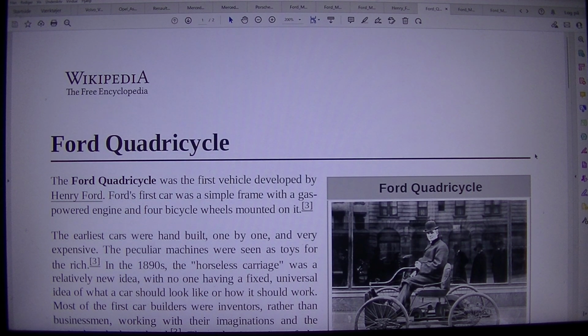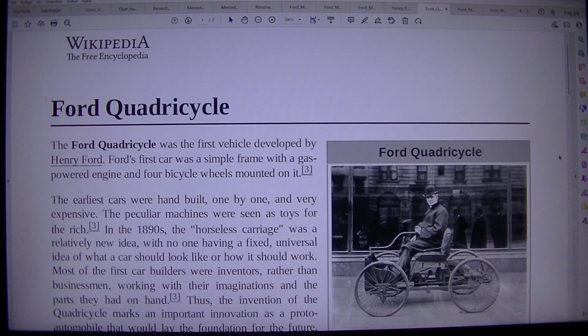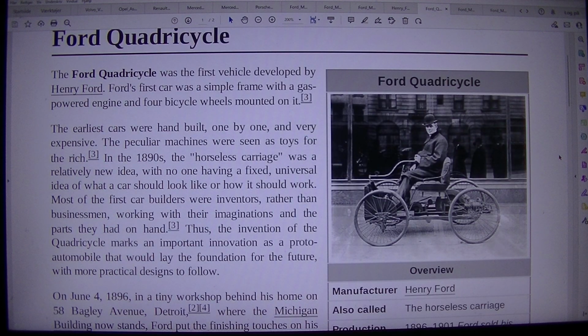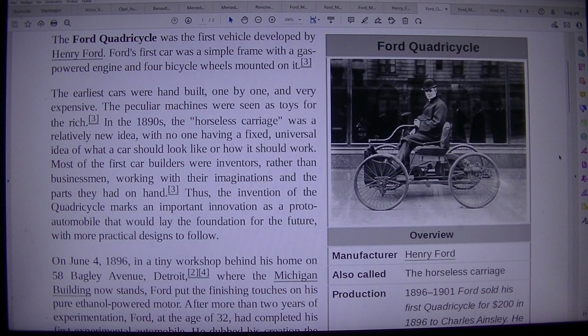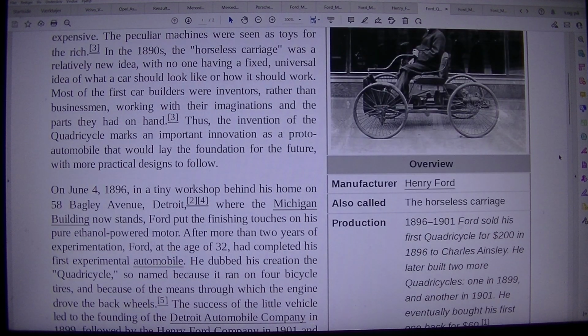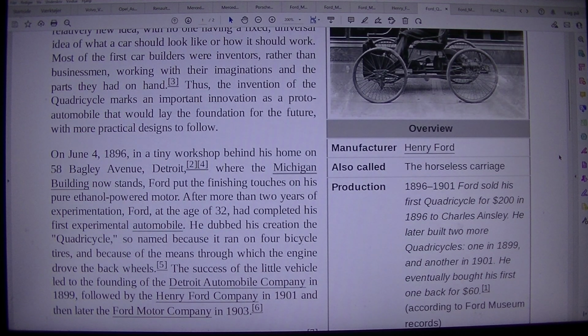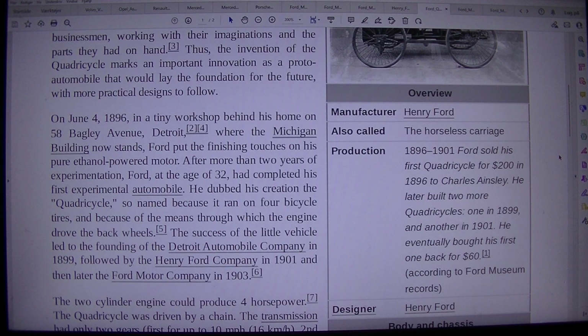Ford Quadricycle. Overview. Manufacturer Henry Ford, also called the horseless carriage. Production 1896-1901. Ford sold his first quadricycle for $200 in 1896 to Charles Ainsley. He built two more quadricycles, one in 1899 and another in 1901. He eventually bought his first one back for $60, according to Ford Museum records.